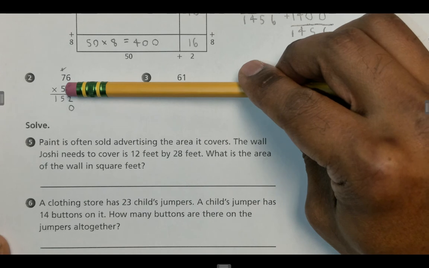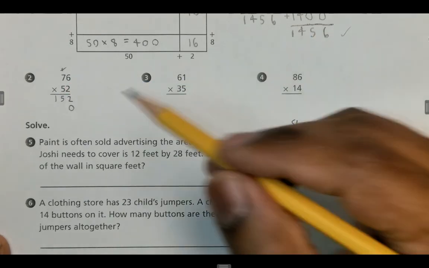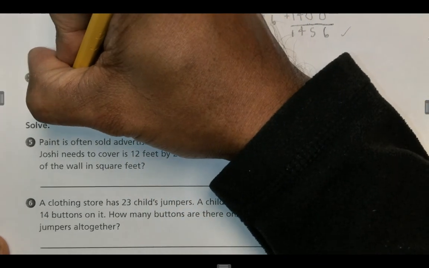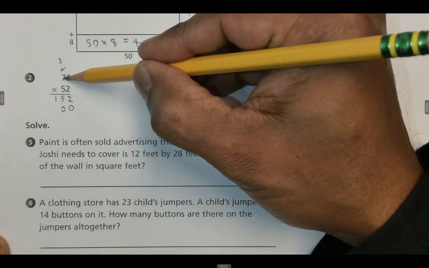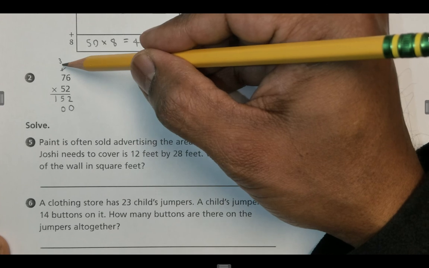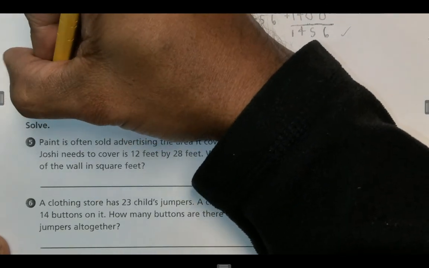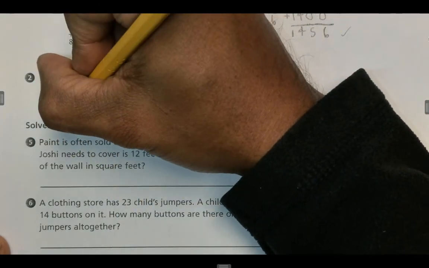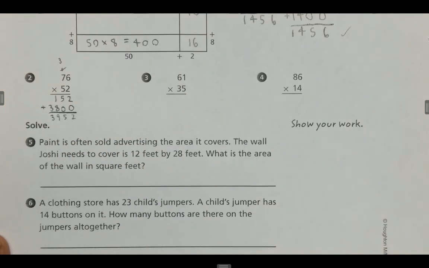My second row is then going to be 76 times 5. 5 times 6 is 30. The 0 comes down, the 3 gets carried. 5 times 7 is 35, plus the 3 is 38. Add my columns. I get an answer of 3,952.